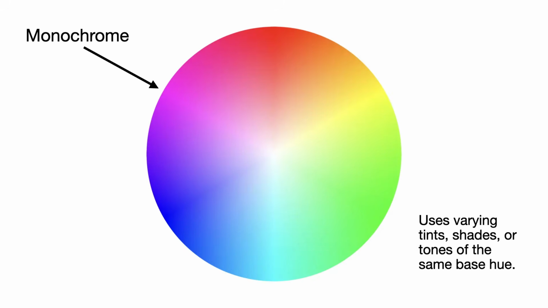Monochrome uses varying tints, shades, or tones of the same basic hue. So in this example, I'm pointing to magenta. A monochrome image would have varying shades of that basic magenta color and nothing else in the image. And here are a few examples of where I used a monochrome color scheme.